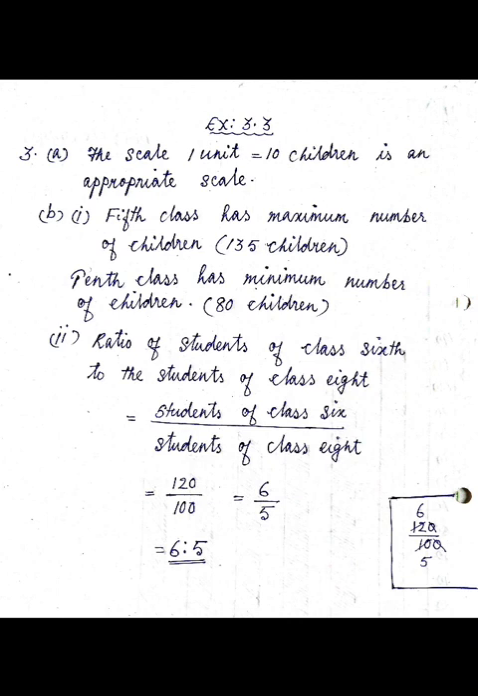Now question 4. Question 4 is a double bar graph. There, the subjects English, Hindi, Maths, Science, Social Science are given, and the marks of first term and second term are given. So you have to draw a double bar graph and then answer the questions which are given.